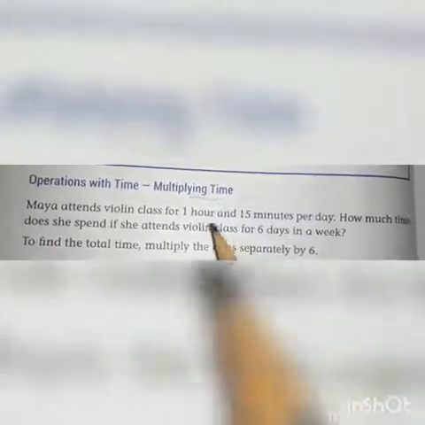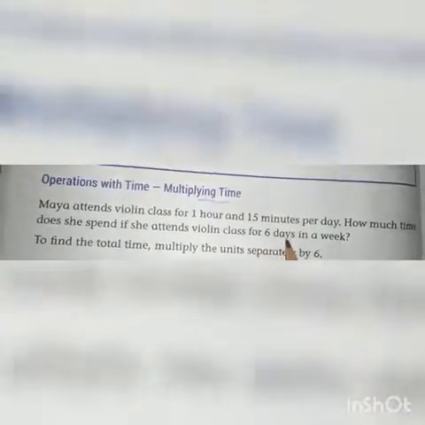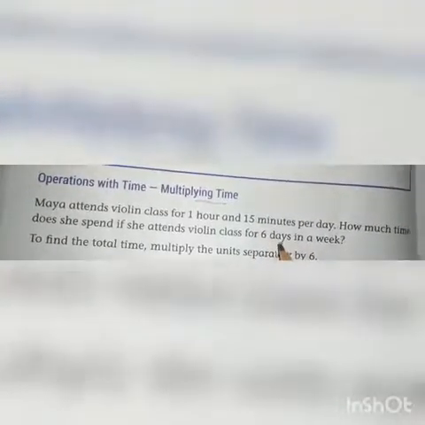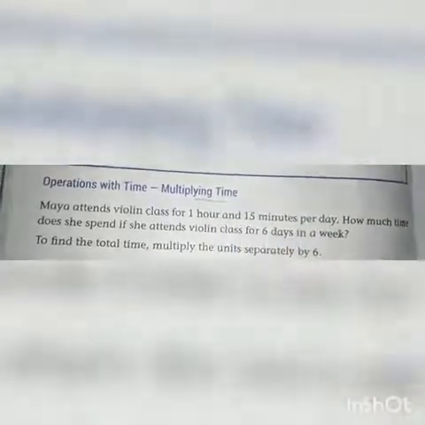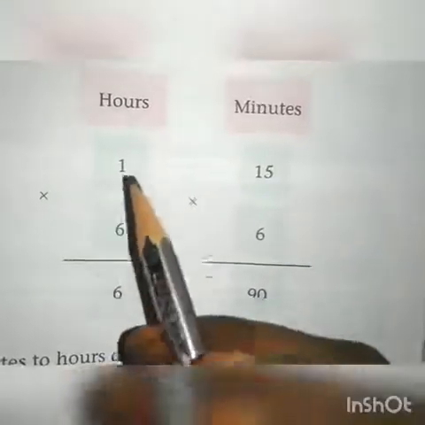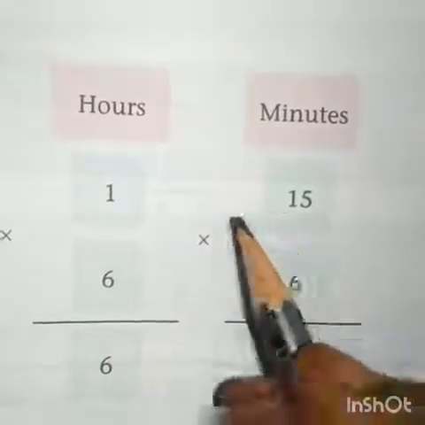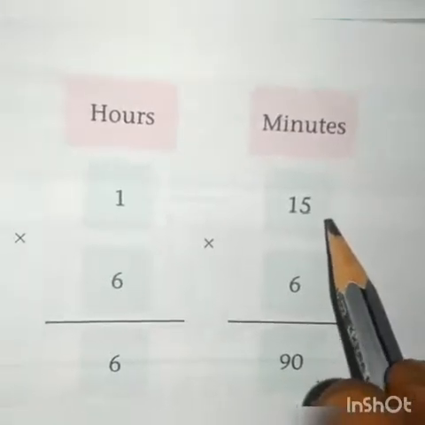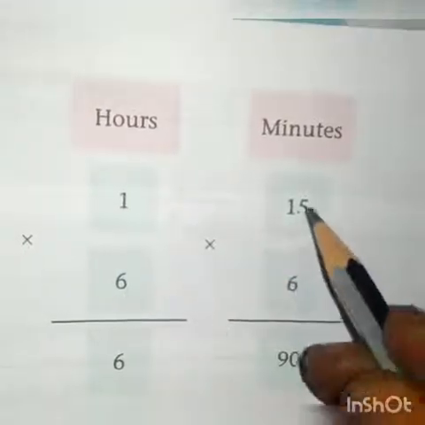So what we have to do here: Maya attended violin class for 1 hour 15 minutes. She attended violin class for 6 days in a week. So totally how many hours and minutes for the total of 6 days? For that we have to multiply 6 days with 1 hour and 15 minutes. How to multiply hours and minutes? 1 hour and 15 minutes should be written separately, and we have to multiply 1 hour 15 minutes with 6 days, right? So we have to multiply 6 days with hours separately and minutes separately.